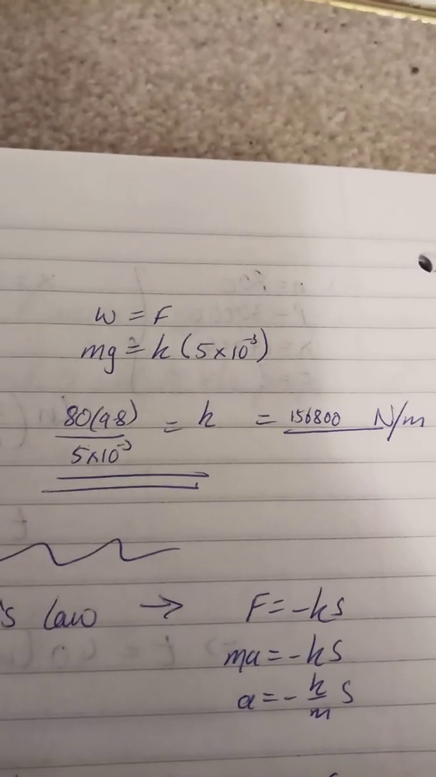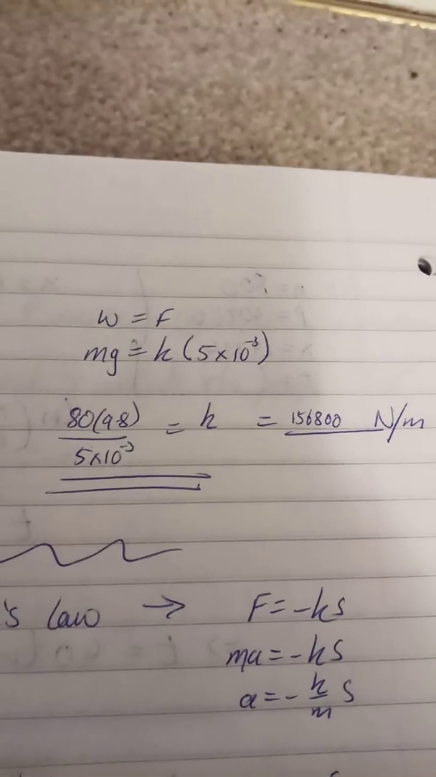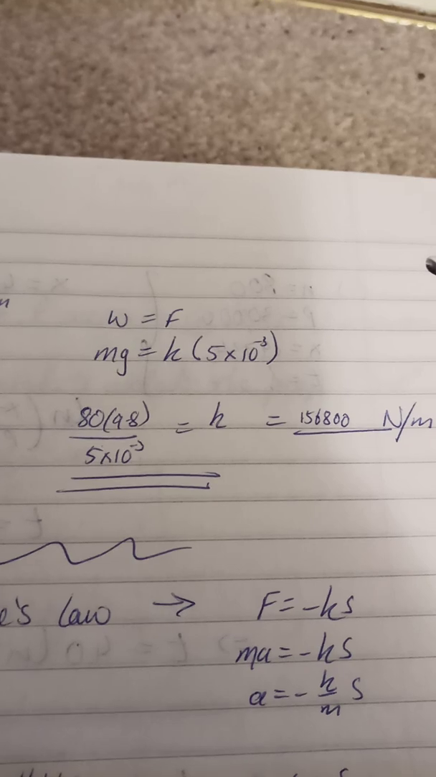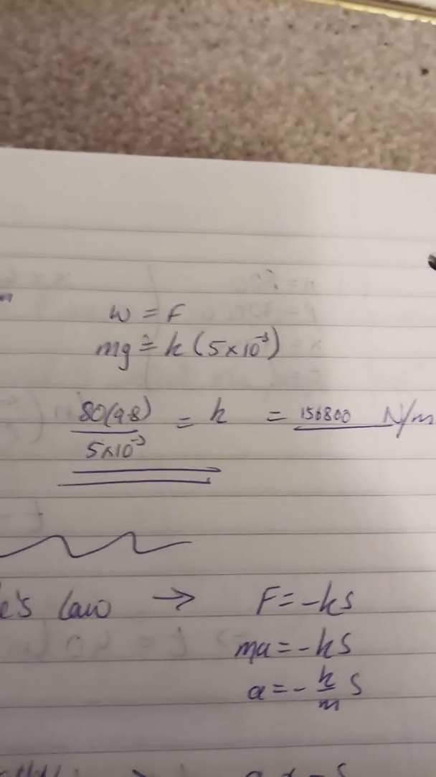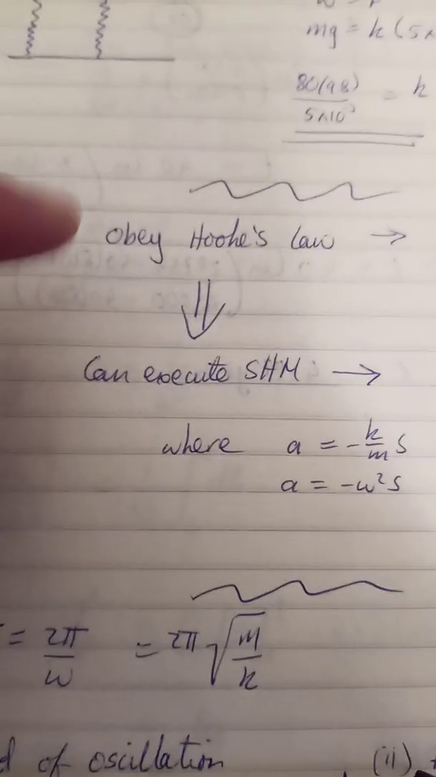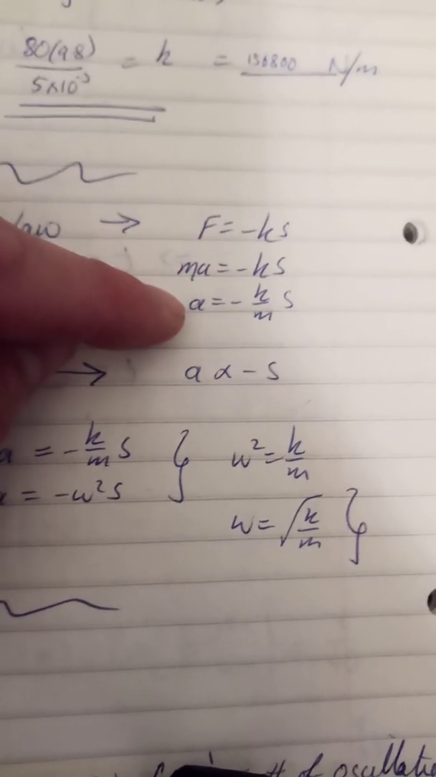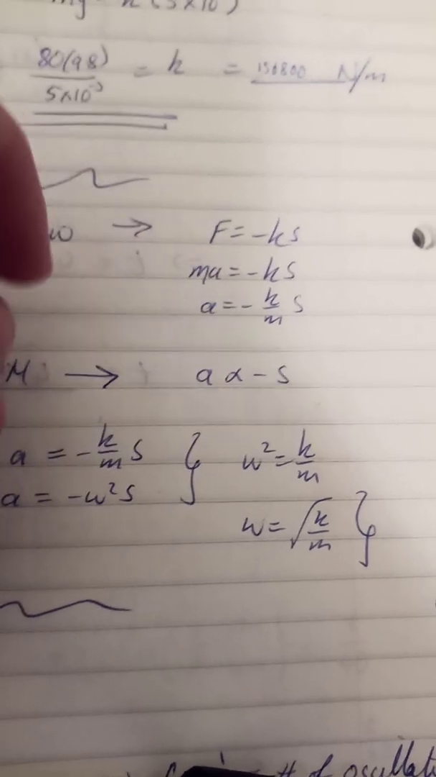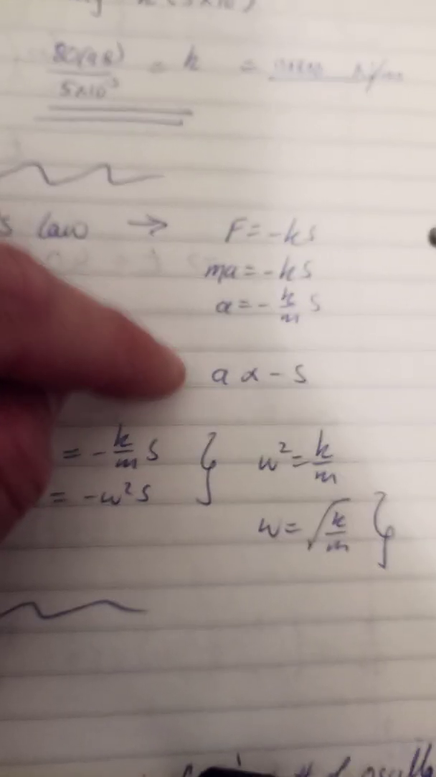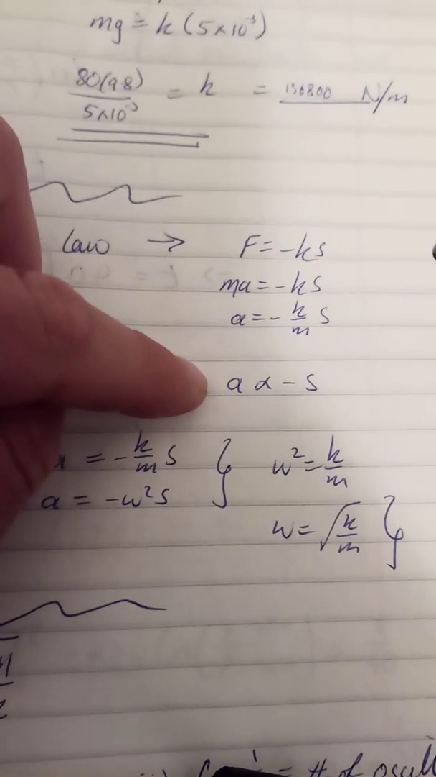Now, the next part, to find the period of the oscillation and the number of oscillations, I'm going to derive something, and it's every system that obeys Hooke's law can execute simple harmonic motion. And there's a formula that pops out of it that's in the syllabus that you need to know, and I would suggest remembering as well. So the idea is, if it obeys Hooke's law, it can execute simple harmonic motion. So Hooke's law, first of all, F is equal to minus ks. If F is equal to ma and we divide under, we get a is minus k over m times s. So that means a is proportional to minus s.